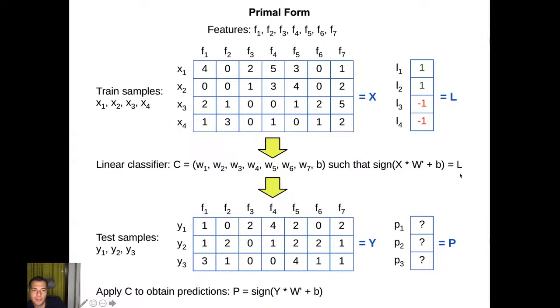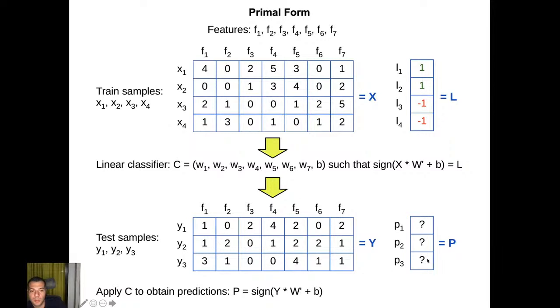So this is a classification problem. We want to determine the vector of weights W such that when we apply this equation, we obtain the labels L. So this is the learning part.